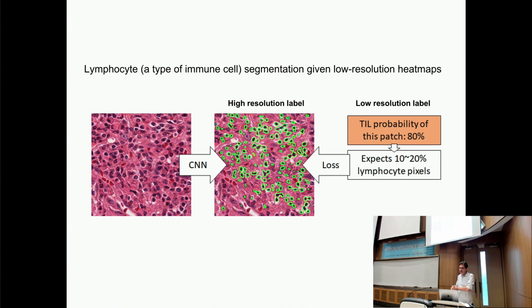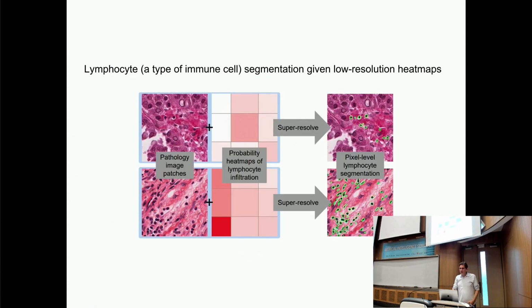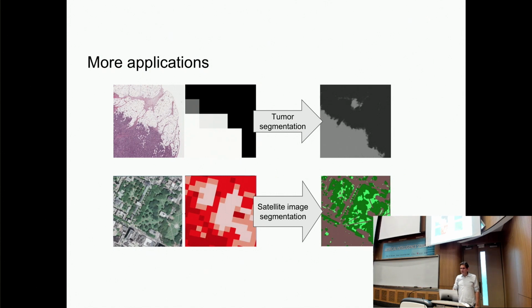So you could say, talking about the TILs, if I have a low resolution label that says the probability of having TILs in this patch is 80%, then I can force my algorithm to expect about 10 to 20% of the pixels to be lymphocyte pixels. And we can do this using KL divergence, a standard metric. It tells you here is one probability distribution, here is another probability distribution. How far is it? We use KL divergence.